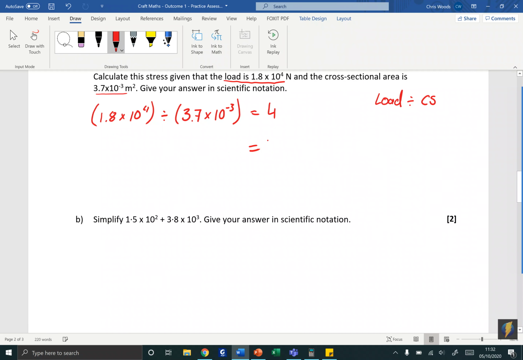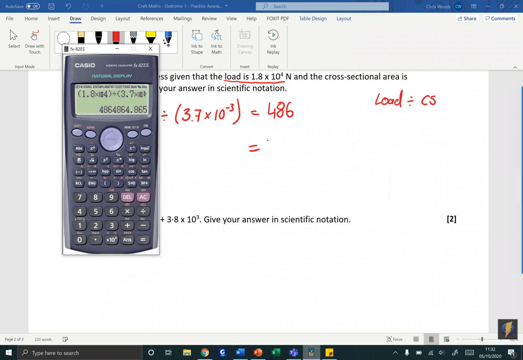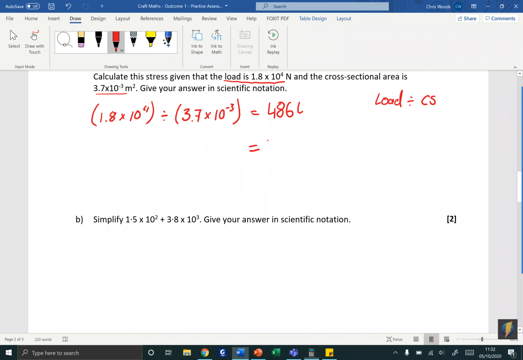You're going to get 4.865. Now there's 1 mark for firing that into your calculator and getting that as your answer.